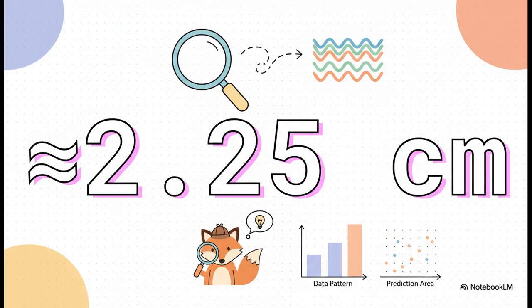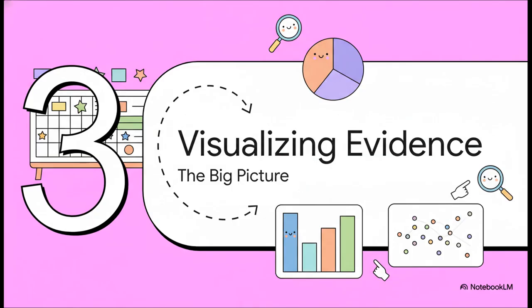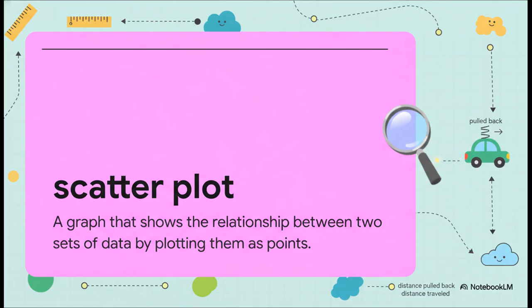And just like that, we used a pattern we found to predict a totally new piece of information. That is some top-notch detective work right there. Now, organizing data in a table? It's fantastic. But to really, truly see the whole story, sometimes you need to turn those clues into a picture. Let's add another powerful tool to our detective kit. And that tool is called a scatter plot. Don't let the name scare you. It's just a graph that helps us see the relationship between two different things.